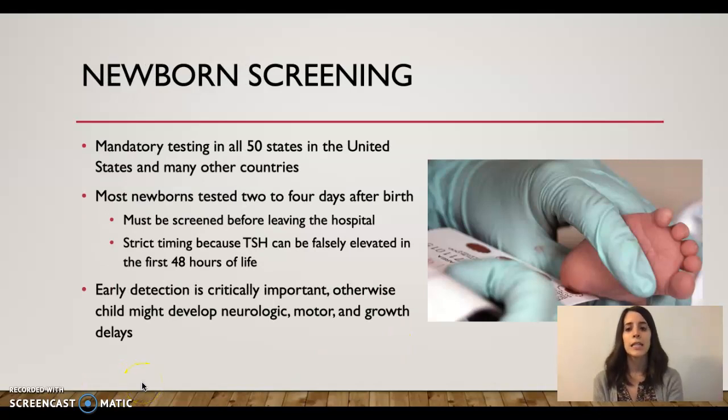Okay, so just talking a little bit about newborn screening. Like I mentioned, there's mandatory testing in all 50 states in the US, and many other countries are mandating it as well now. Most newborns are tested 2 to 4 days after birth, and this is super important because if you test a newborn before or after that time frame, their thyroid hormone levels might be a little bit off. They might be falsely elevated. So you want to do it within that time frame. And early detection is super, super important. Otherwise, the child might develop some neurologic, motor, or growth delays.